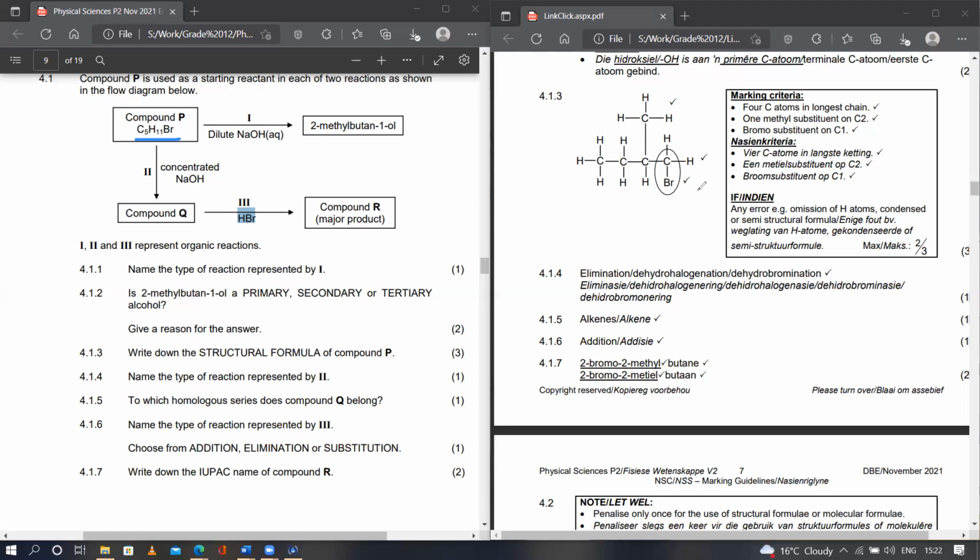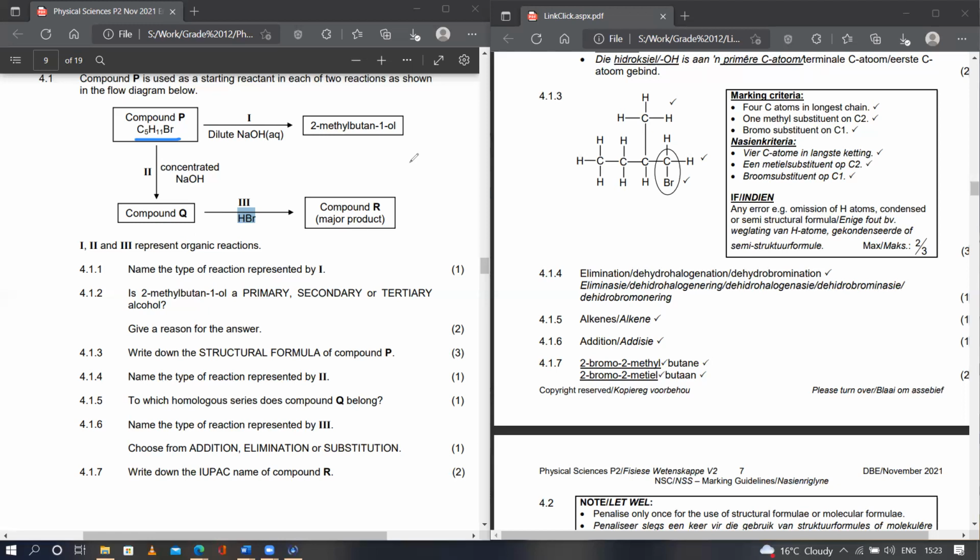So does that make sense? Yes, makes sense, sir. So basically, when they use something that's concentrated, know that it's elimination, and when they use a dilute acid or base, know that it's substitution.